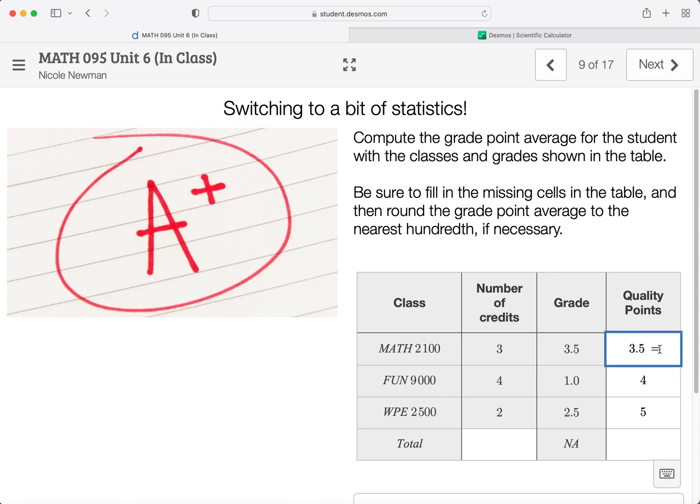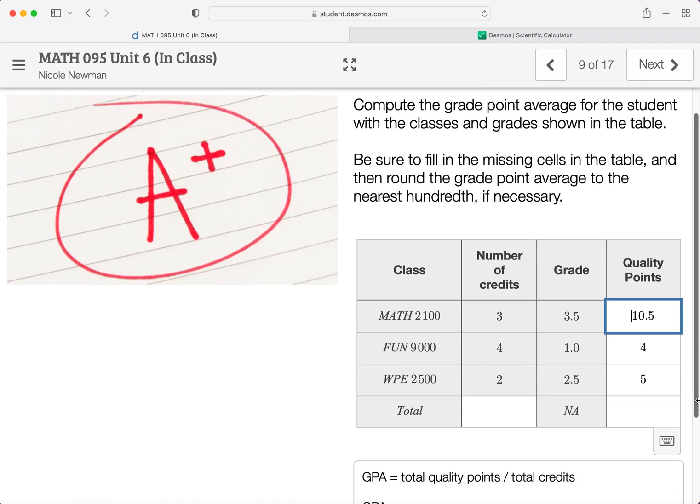I'd actually really like the answer to be up here and not the calculation, so give me a second. There we go. 4 times 1 is 4. 2 times 2.5 is 5. So we find all of the quality point components for this person's scenario. We're going to find the total of all of the quality points also, so we'll add them together. There's, let's see, 4 and 5 is 9, plus another 10.5, 19.5.